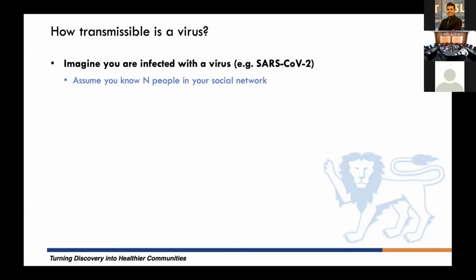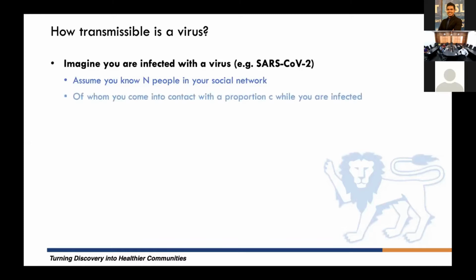To start quantifying this, it's good to break down how many people you're going to infect into different groups. So the people that you know in your social network. Let's assume it's a contact transmissible disease. You're not going to infect anyone unless you come into contact with them. Let's say that you know N people in your social network. This is usually around 200 or 300 people.